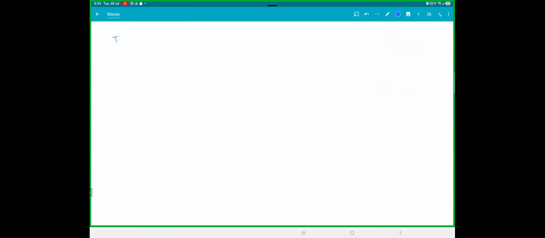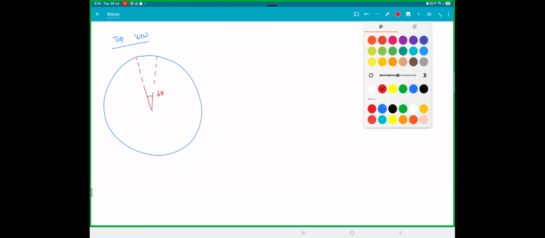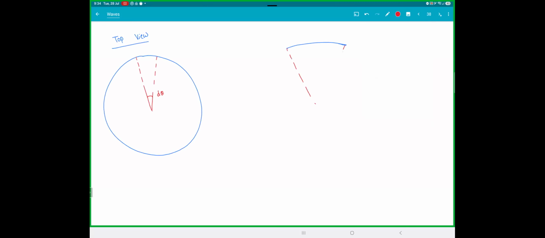So when you look at the top view, this was the ring. Take a very thin slice. This is very small d theta. I'm going to exaggerate this, so I'll take a big thing here. If you drop a bisector here, this angle will be d theta by 2, and this angle will be d theta by 2. If you look at the forces, this will be tension, this will be tension, and the centrifugal force is dm omega square r.